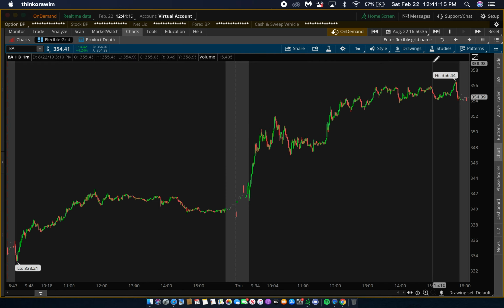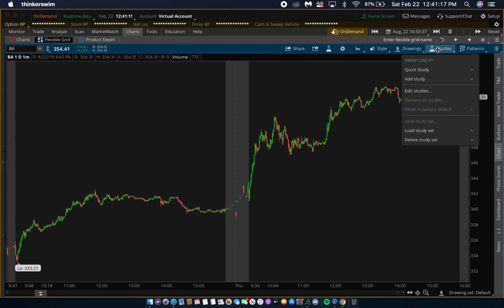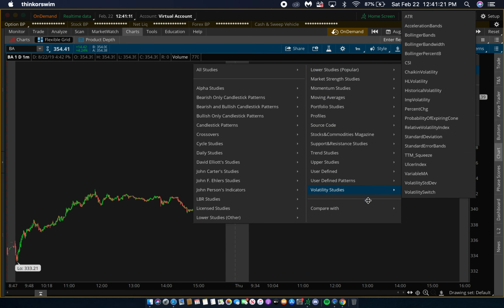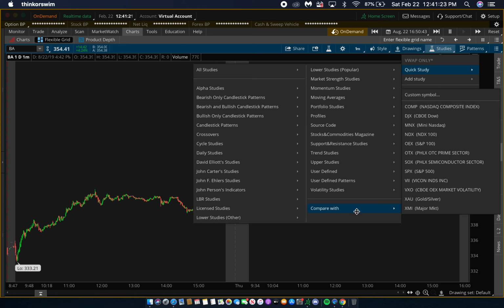So what I do is I go to Studies up top, I go to Quick Study, and then all the way at the bottom you have a little tab that says Compare With. What this does is compare whatever stock chart you're looking at with any other stock, future or ETF, side by side, and you can see whether a stock or the market is showing relative strength or relative weakness compared to each other.